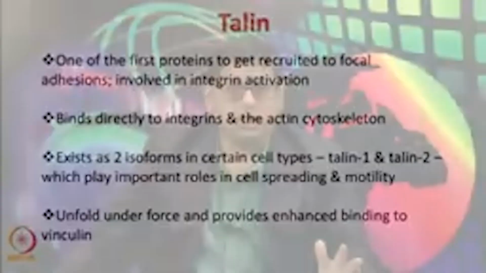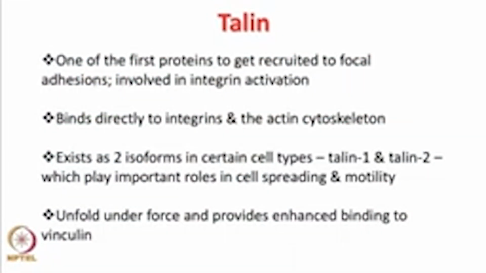This is talin. This is one of the first proteins to get recruited to focal adhesions, and they are actually involved in activating integrins. So, it is perhaps not surprising that talin directly binds to integrins as well as to the actin cytoskeleton. Later on today we will see how these molecules are located. You have two different isoforms of talin, talin 1 and talin 2, and these have differential function with regards to cell spreading or cell motility.